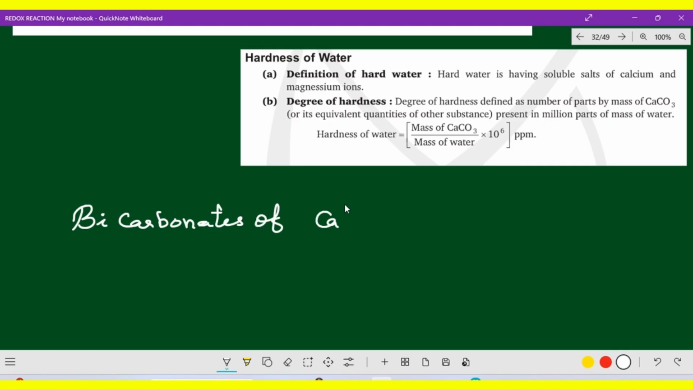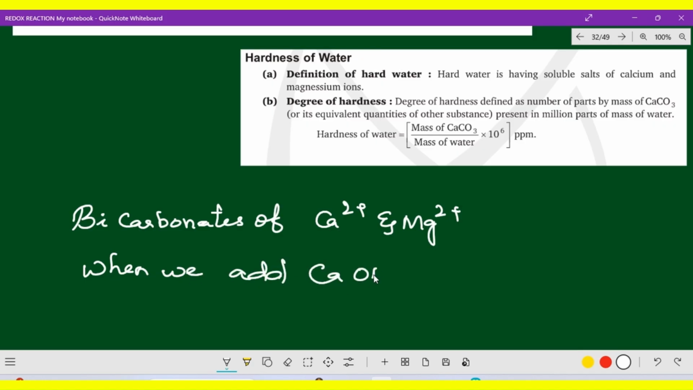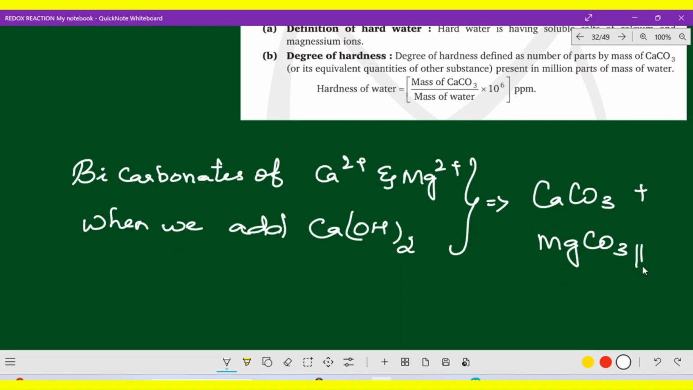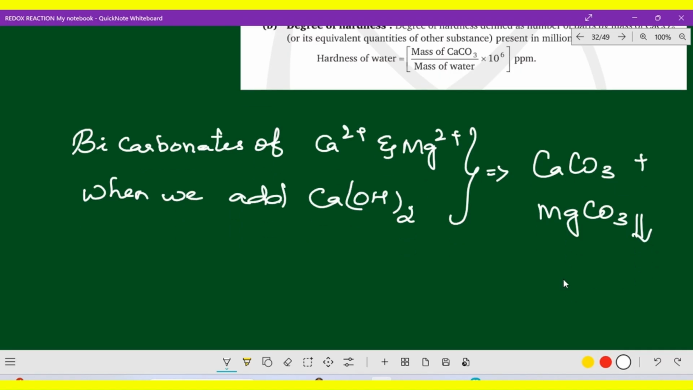Now the bicarbonates of Ca2 plus and Mg2 plus ions, when we add calcium hydroxide or lime, CaO, you will get that dissolved solution. Then you will get calcium carbonate plus magnesium carbonate, which we get as a precipitate. In this you have to identify calcium carbonate and magnesium carbonate. They have given all those ideas.